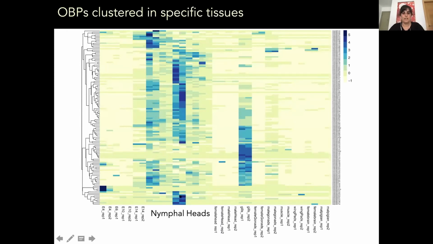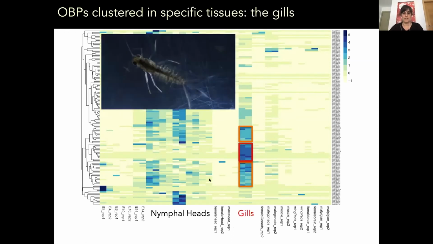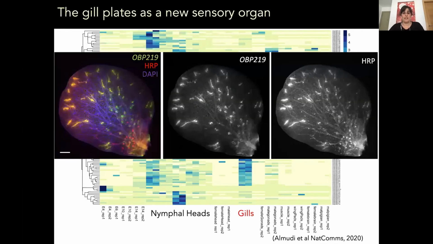What we found is that they are mostly expressed in the nymphal heads, but there is a second tissue here that also has a subset of odorant binding proteins highly expressed. This second tissue is the gills. The gills are these structures here. There are abdominal gills here that are constantly flapping. These structures have always been described as respiratory organs or as helping the locomotion of mayflies. But in our case, what we are finding here is that they are also a sensory organ.